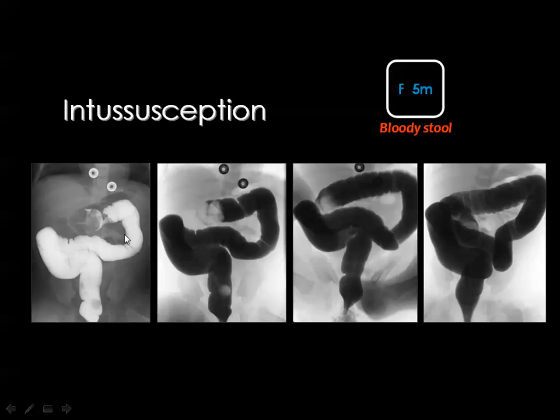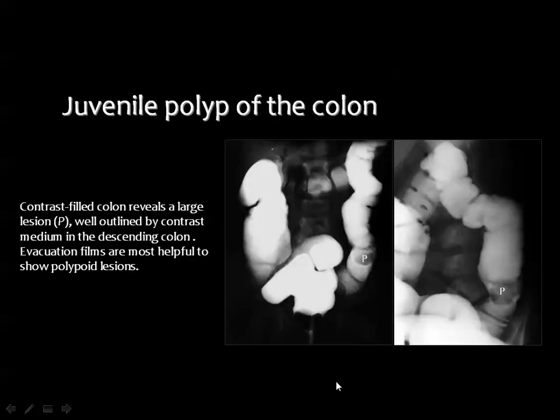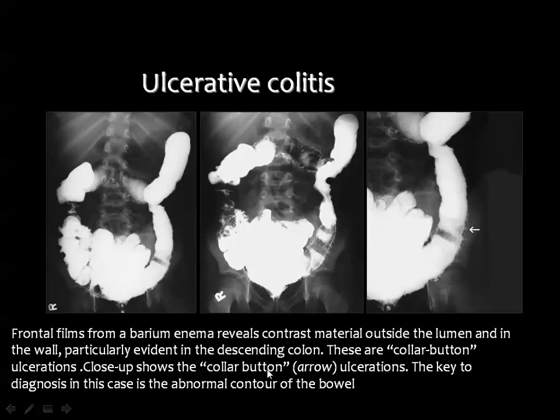And this is how the intussusception can be reduced by barium. You inject the barium, this is the intussusception. You continue to inject barium, the intussusception is moving. Then you may get full reduction of the intussusception. Then polyps, as I have mentioned in the stomach, are of the juvenile type, and they are usually of benign nature. As you can see here, a juvenile polyp in the colon.